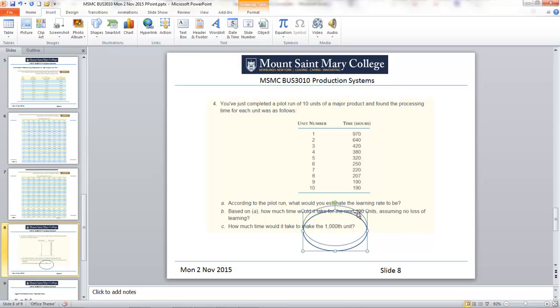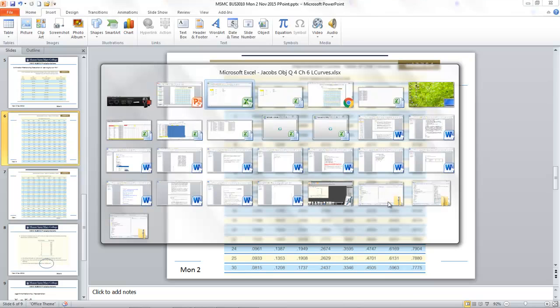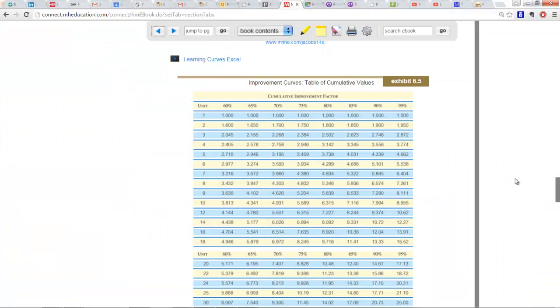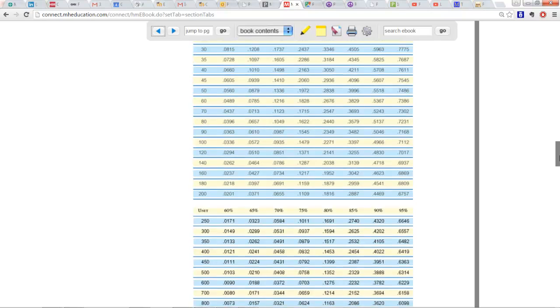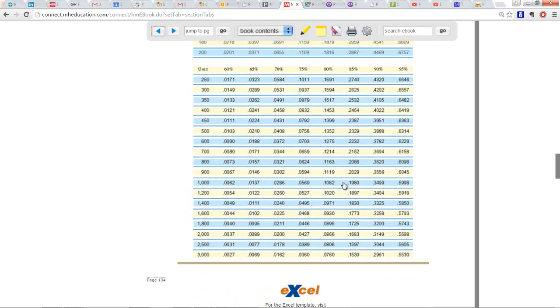We're talking about just the 1,000th unit. Well, the first chart we had showed us, relative to the first, how much time it took. So I have to go to the other table. I only took a screenshot of the first 30. We're going to go back over to our table. And you can see we're on exhibit 6.5, not 6.4. So I'm going to go up here, and we're going to pull out the number for the 1,000th unit.